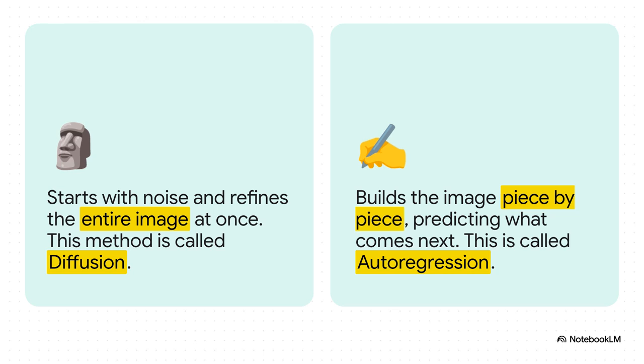You've probably heard of models like Stable Diffusion. They start with just a canvas of random static, pure noise, and then they kind of chisel away at it, refining the whole thing all at once until a clear picture emerges. It's like finding a statue inside a block of marble.